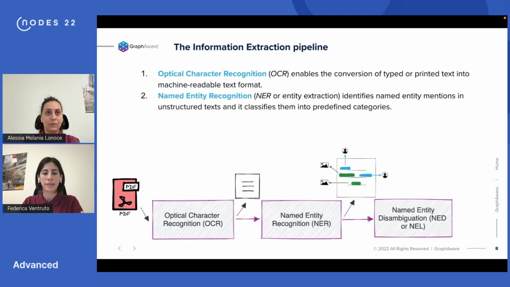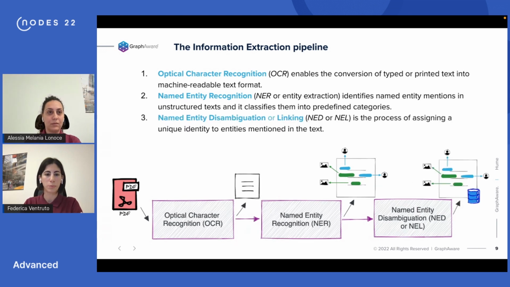After this, we applied the named entity recognition. We used a named entity recognition tool that identifies named entity mentions in the text, and it classifies them into predefined categories such as person, organization, location, and so on. The third step, that is the most important for our analysis, for the purpose of this topic, is the disambiguation process, the named entity disambiguation or linking. That is the process of assigning a unique identity to entities mentioned in the text that are found by the previous step, the recognition step.